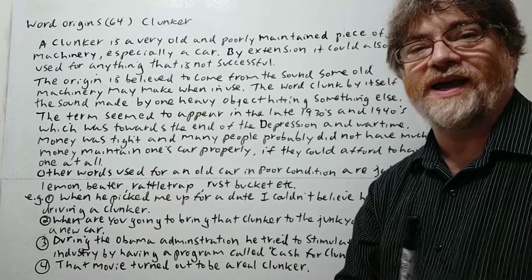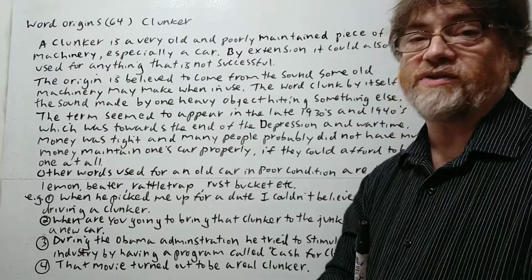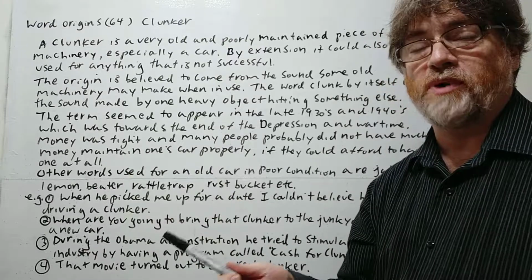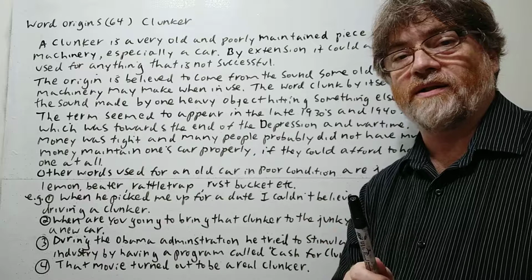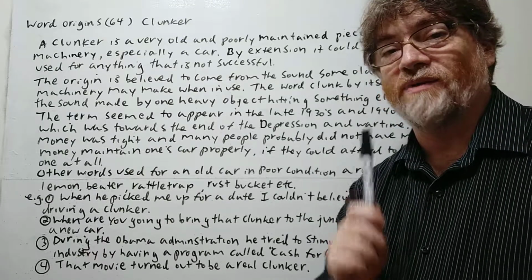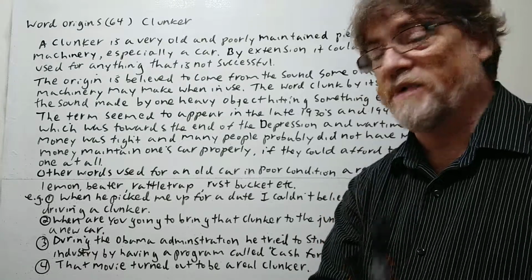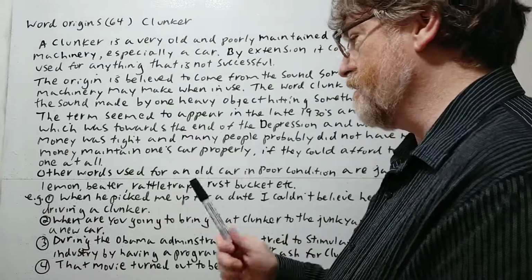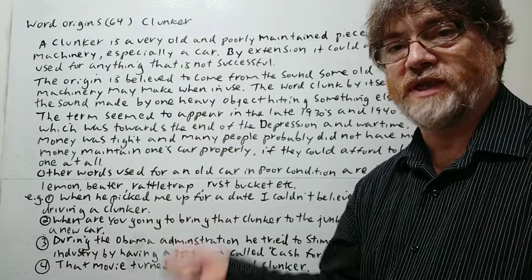Rust bucket. When the car is really old, especially if it's in the northern part of the country, a lot of the metal on the outside surface of the car may start to rust. So sometimes they could be called a rust bucket too. Okay, good. And anyway, here are several examples.